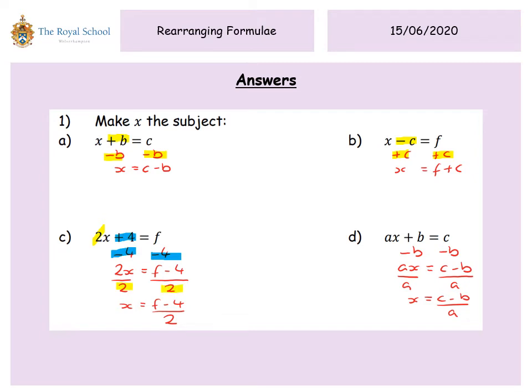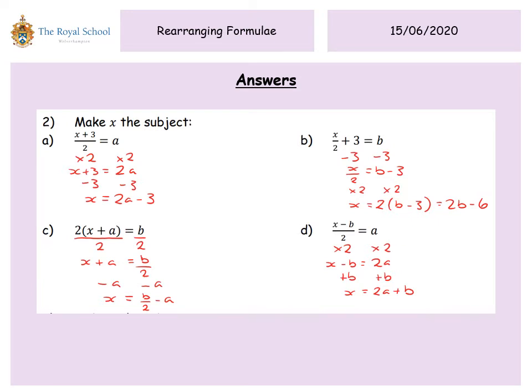The same with part D. It's actually the same steps as part C, but we have just pure letters in this. So x has been times by a, and we've added b. So let's go against BIDMAS. The first thing we do is reverse the plus b by taking away b, and then we get rid of the times by a by dividing by a, and that gets us our final expressions.